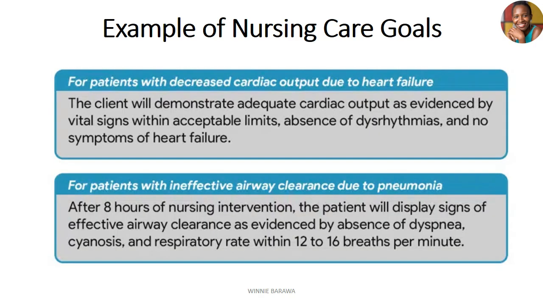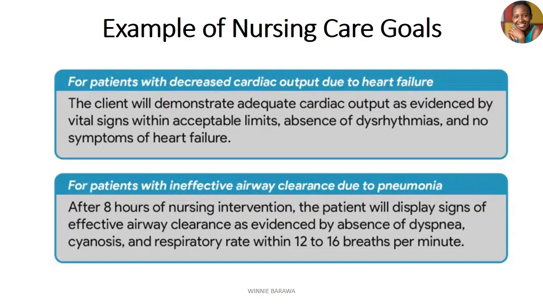Here is another example to support our learning. For example, here is a cardiac output patient who has heart failure. It says the client will demonstrate adequate cardiac output as evidenced by vital signs within acceptable limits. Again, if you can be specific with the vitals, please do. Give us the blood pressure, tell us the pulse, tell us the SpO2 if you can have them. That will give more specificity. And then it says there will also be evidence of absence of dysrhythmias and no symptoms of heart failure. This is good. However, there is no time bound. I wish there was a time bound to make it stronger.